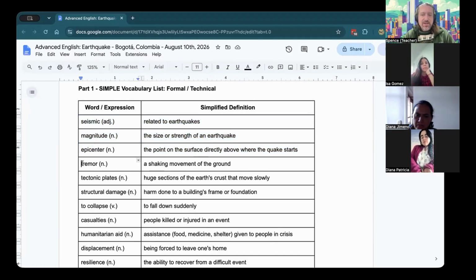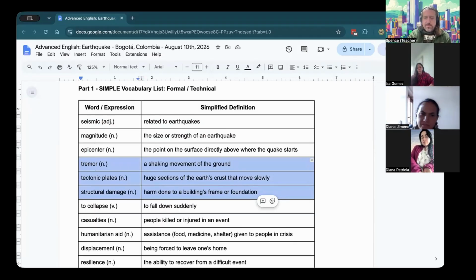Okay. Let's go to Diana Jimeno next. If you could do the next three. Okay. Tremor, a shaking movement of the ground. Tectonic plates, huge sections of the Earth's crust that move slowly. Structural damage, harm done to a building frame or foundation.